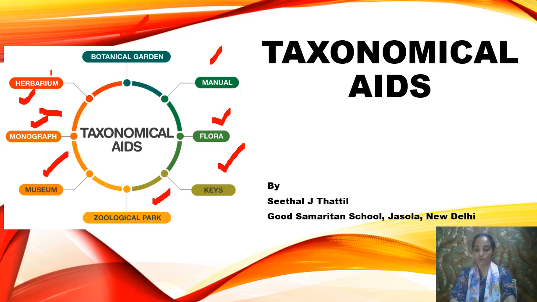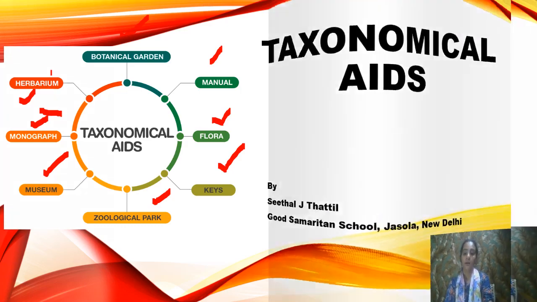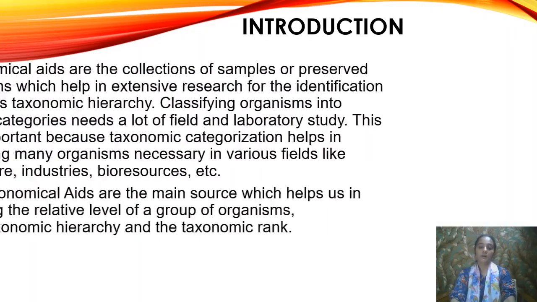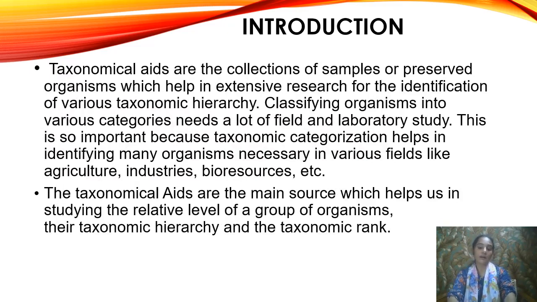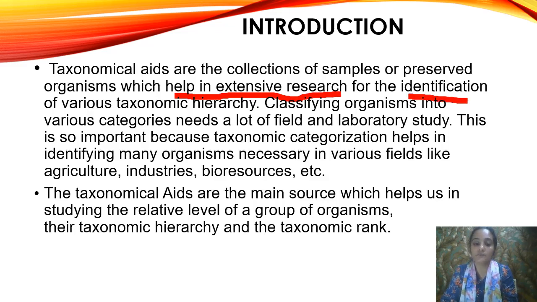This word herbarium might be new for you. What do you mean by the word herbarium? What is the need of this taxonomical aid? I have given you one paragraph here on why we need the help of taxonomical aids. Taxonomical aids are actually collections of samples that are preserved and which help in extensive research, and also help in identification, so we can classify them into different taxonomical hierarchy. So this is the basic need of the taxonomical aids.